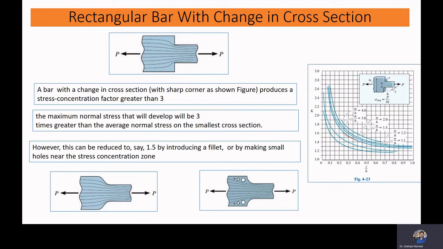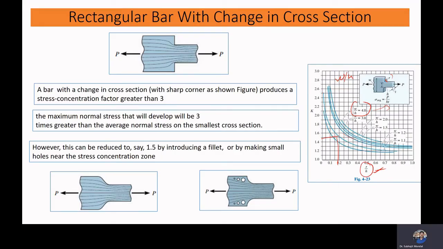So again, this stress concentration factor is to be a function of R by H as well as W by H. R here is the local radius of curvature. So stress concentration factor depends on the ratio of R by H and the ratio of W by H. Now, if you know R by H and W by H for a particular sample, you can find the value of stress concentration factor for your plate or for your sample.